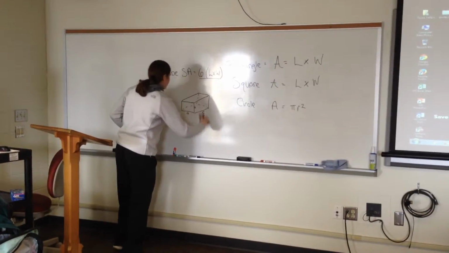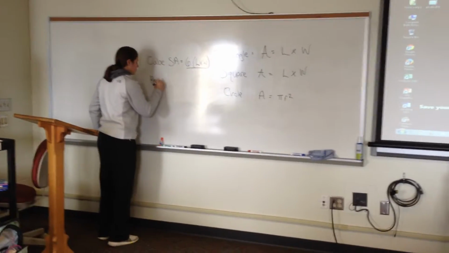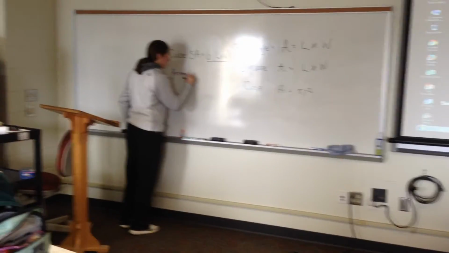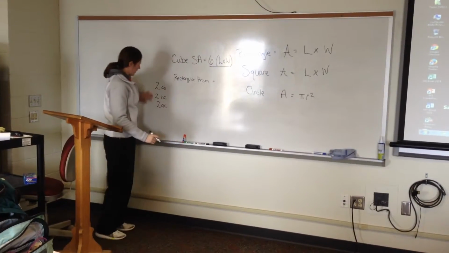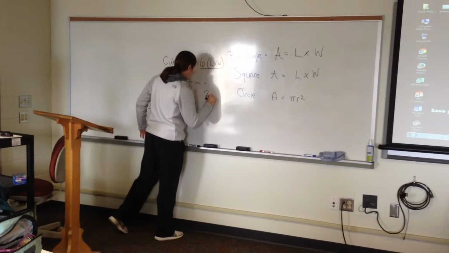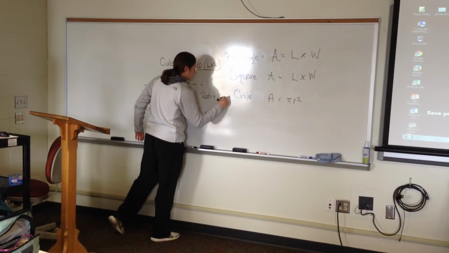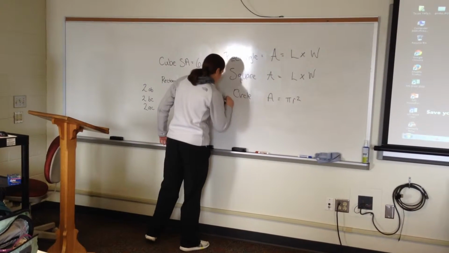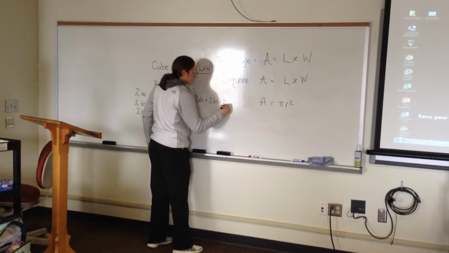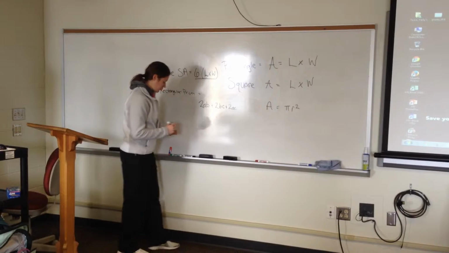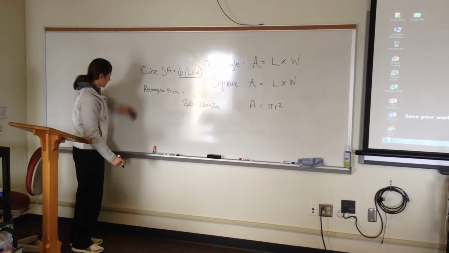So we found all the areas, and all we have to do from there is add them together. We get 2 times A times B, plus 2 times B times C, plus 2 times A times C. And that's our surface area formula for a rectangular prism.